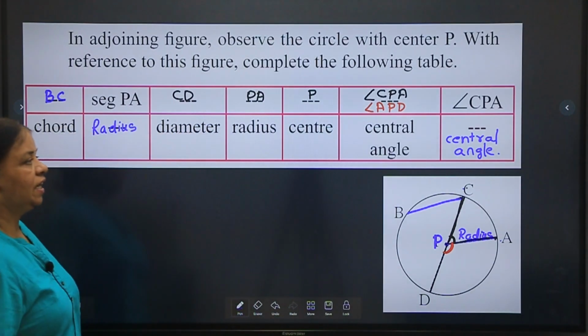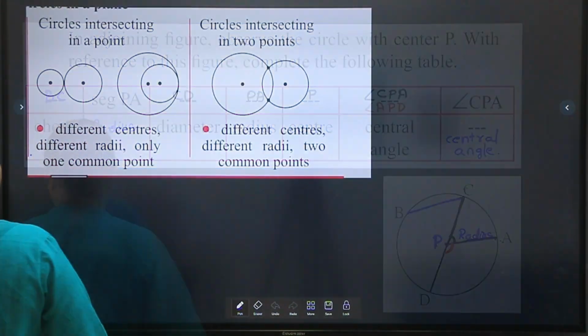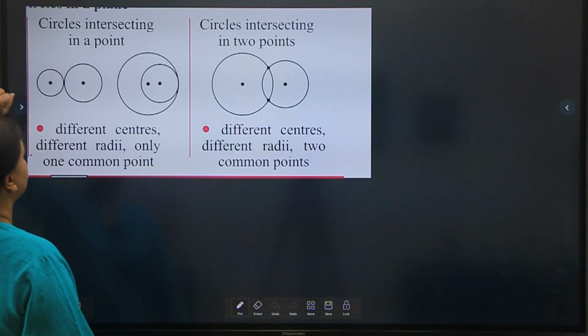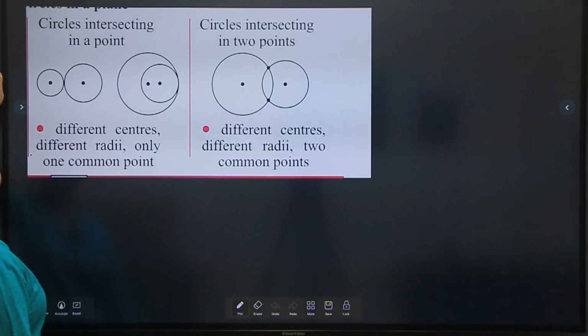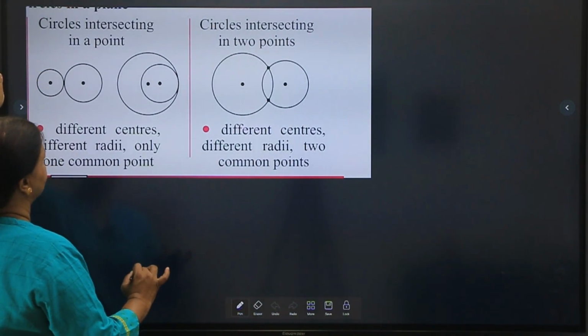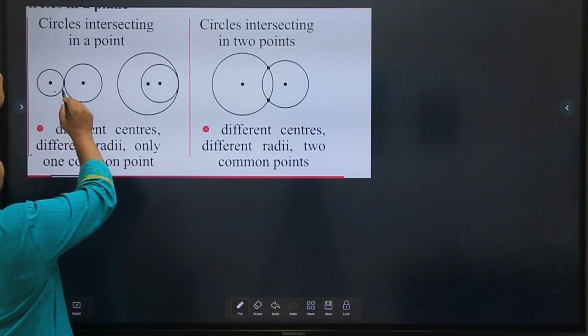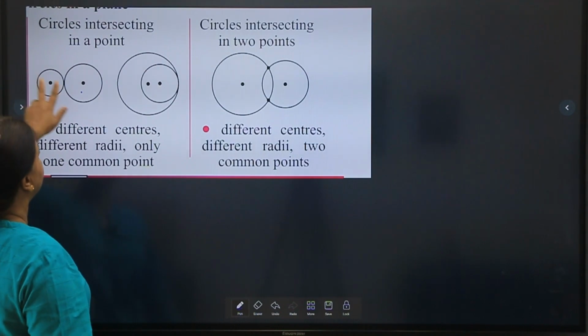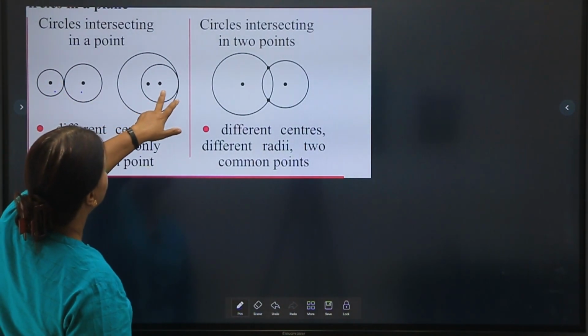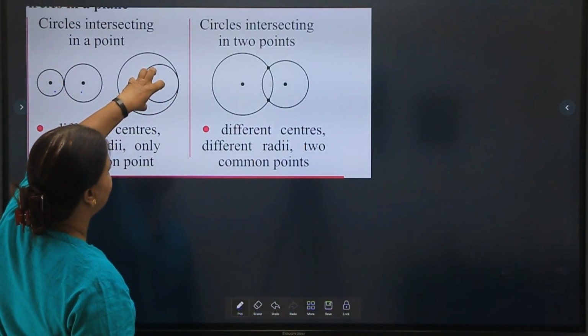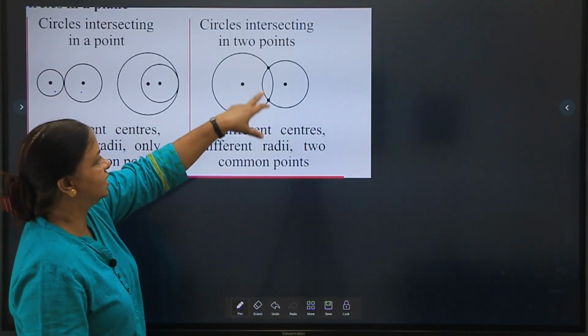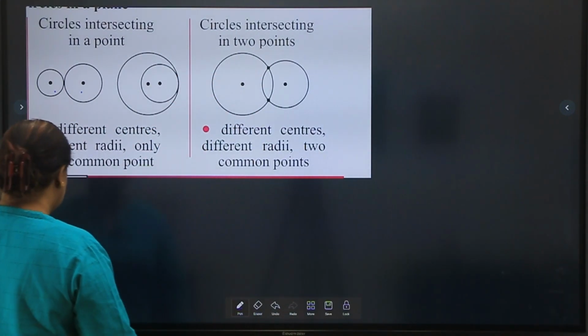Okay, let's move further, children. Children, you can see here one picture, the circles which are intersecting at one point. So this is one circle and this is another circle intersecting at one point. Here another two circles are intersecting at two points. Let's see it very clearly.